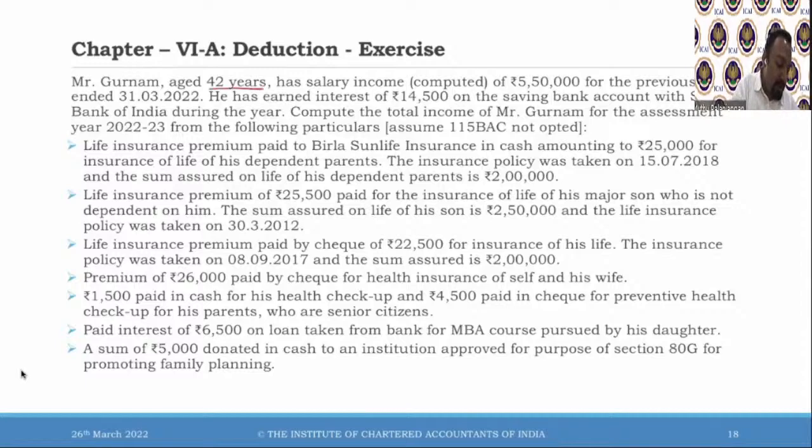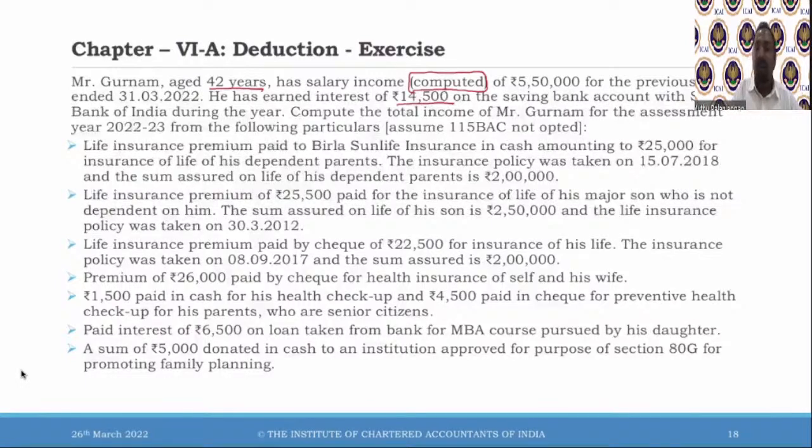Gurnam is aged 42 years. He has salary income. See the word computed. What should you do if the word computed is given? Just take it as it is. What if the word computed is not given in your provision? Reduce standard deduction. So for the previous year ended 31/3/2022, he has also earned interest income of 14,400 on savings bank account. What account? Savings bank account.